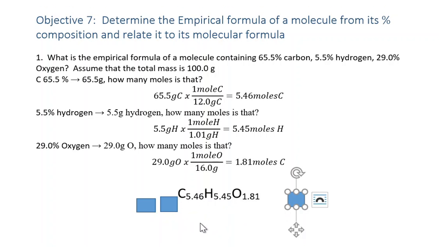So this would simplify to C3H3O. That's how you can go from the percent composition to the empirical formula, and that's what that would be, C3H3O.